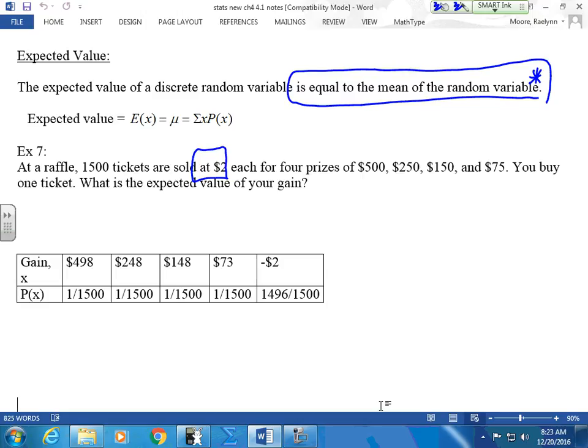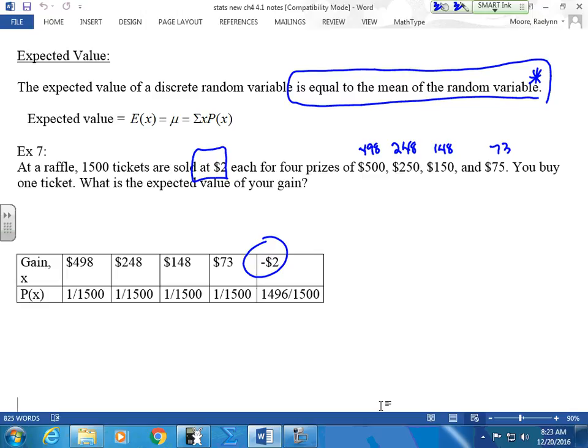So if you win $500, you really didn't win 500, right? You won 500 minus your investment. So you really won 498. Still a good little bit of money there. But anytime from this, you spent your $2. So this you'll win 498. This you'll win 248. We're taking away your $2. This you'll win 148, and this you'll win 73. Now, if you don't win, what happens? You're out $2. There's your minus 2.